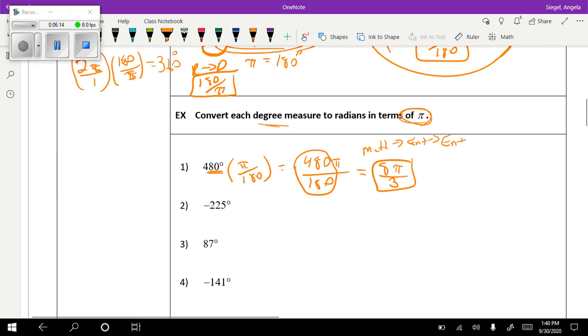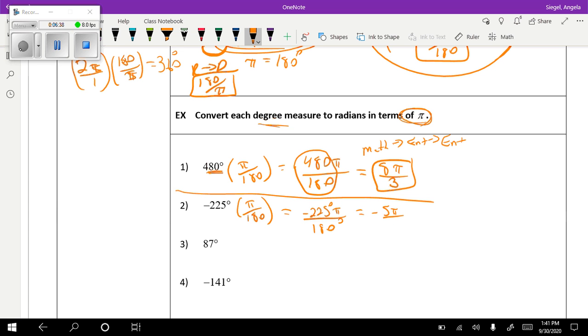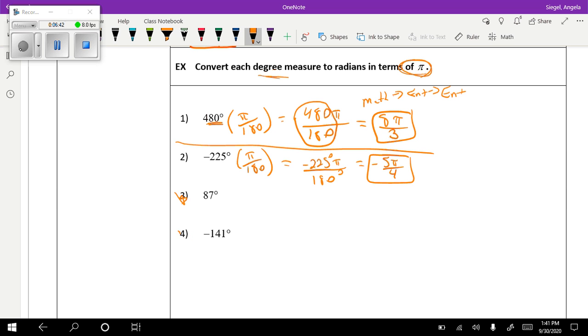This negative, sometimes people don't know what to do with it. It's just like translating from English to Spanish, or in this case, degrees to radians. And so it's just going to stay the same. I'm not having to add 360 to it or anything like that. So I'm going to look at this as 225 pi over 180. And again, I'm going to simplify that, and it ends up being negative 5 pi over 4. So go ahead and try these next two.